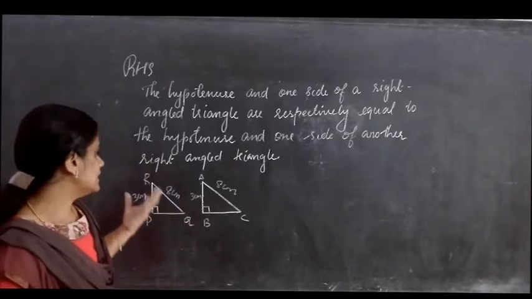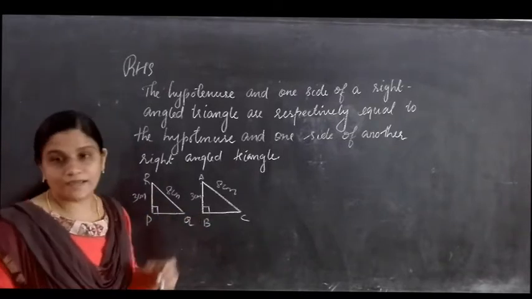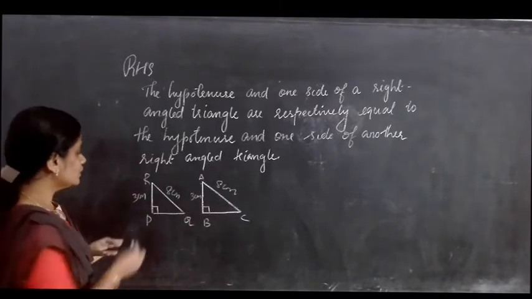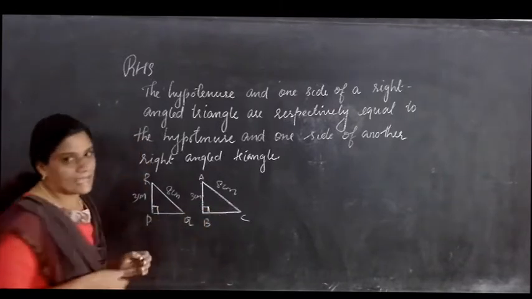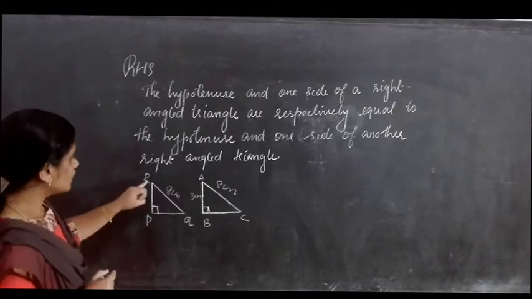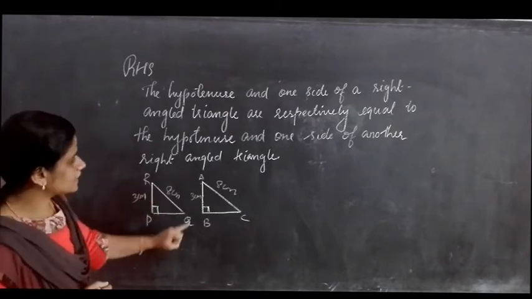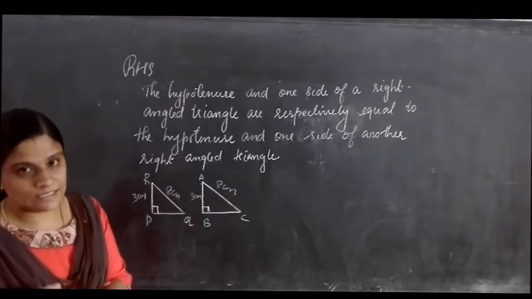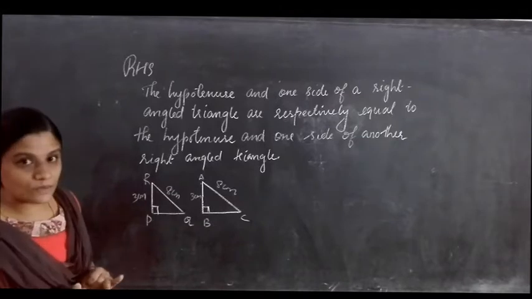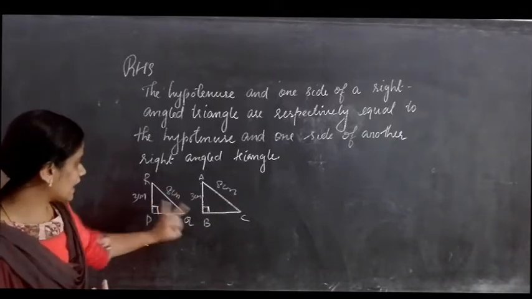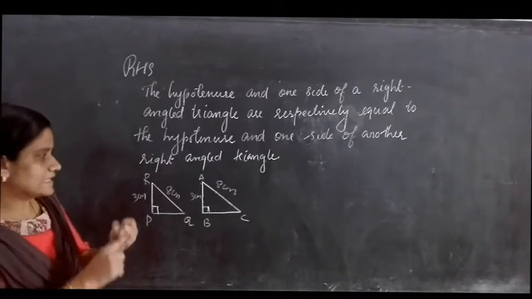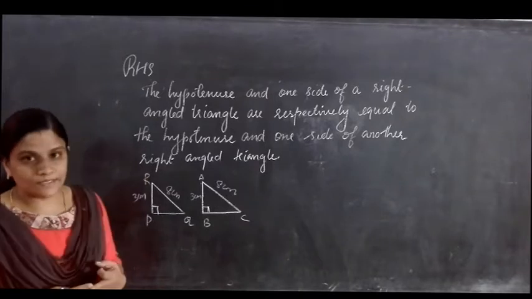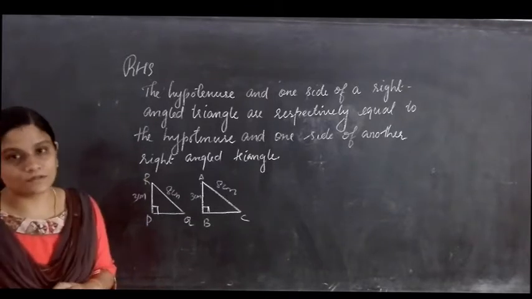Let us see. Here a triangle RPQ and a right triangle ABC are given to us. Both are right angled triangles, so one angle is 90 degrees. And what about the hypotenuse? Here the hypotenuses are RQ and AC. Are they equal? Yes, they are equal. Is anything else equal here? Yes, one more side is equal, 3 centimeters. So right angle, hypotenuse, and one side are equal, so we can tell these two triangles are congruent.